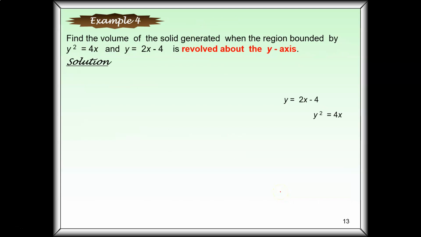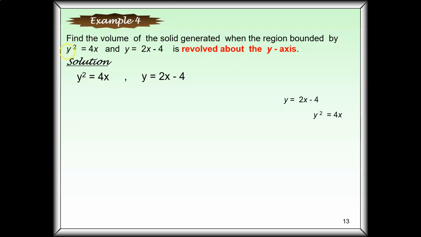Okay, tengok yang ni. Find the volume of the solid generated when the region bounded by y square equal to 4x and y equal to 2x minus 4 is revolved about the y-axis. So, bila dia kata revolve about y-axis, of course, everything must be in y term, dalam sebutan y.